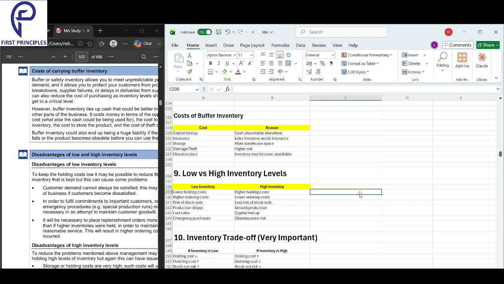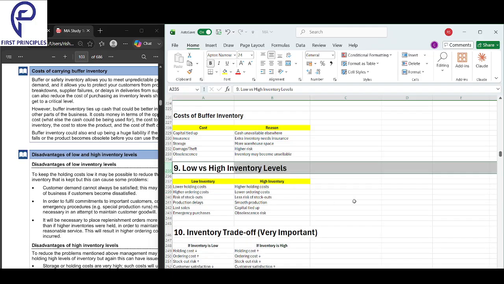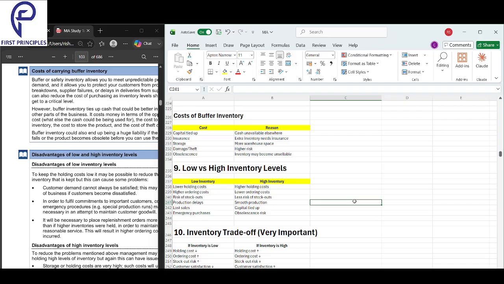We understood that capital is tied up. Insurance: with extra inventory, you will need insurance. Storage: more warehouse space. Damage and theft: higher risk. Obsolescence: inventory may become unsellable. If you have extra inventory, you need extra insurance.